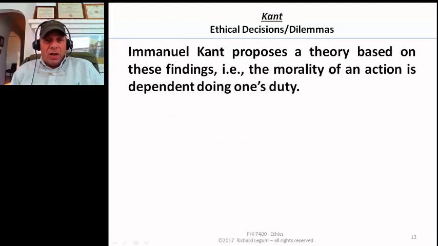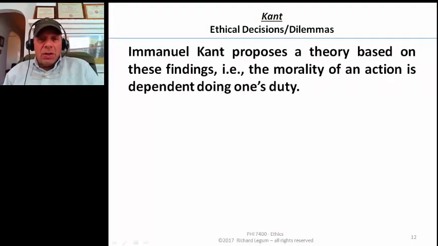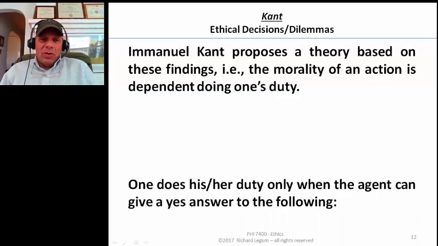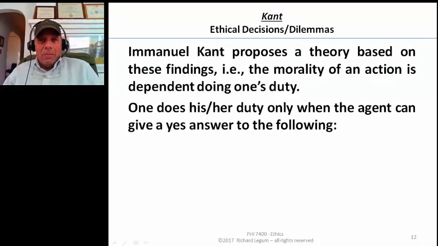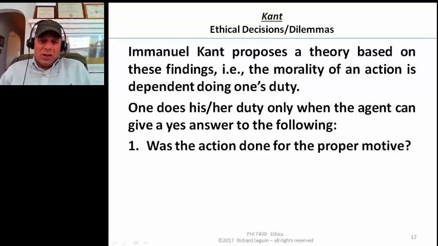Building on these considerations, Immanuel Kant proposes a theory that the morality of an action is dependent on one's doing one's duty, and he has sort of a test, or at least a condition, in which case, if you satisfy this condition, one does his or her duty. But this only happens when an agent can give a yes answer to two questions.